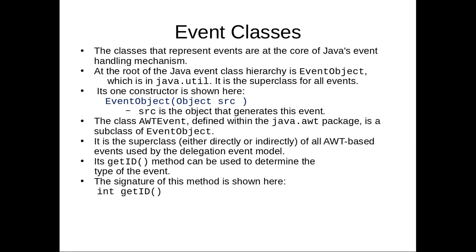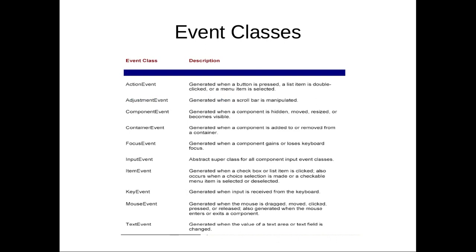So this is the theory behind it. When you go through an example, you'll be thorough with these concepts. Event classes means the type of the events. For example, ActionEvent is generated when a button is pressed, a list is double clicked, or a menu item is selected. AdjustmentEvent is generated when a scroll bar is manipulated.